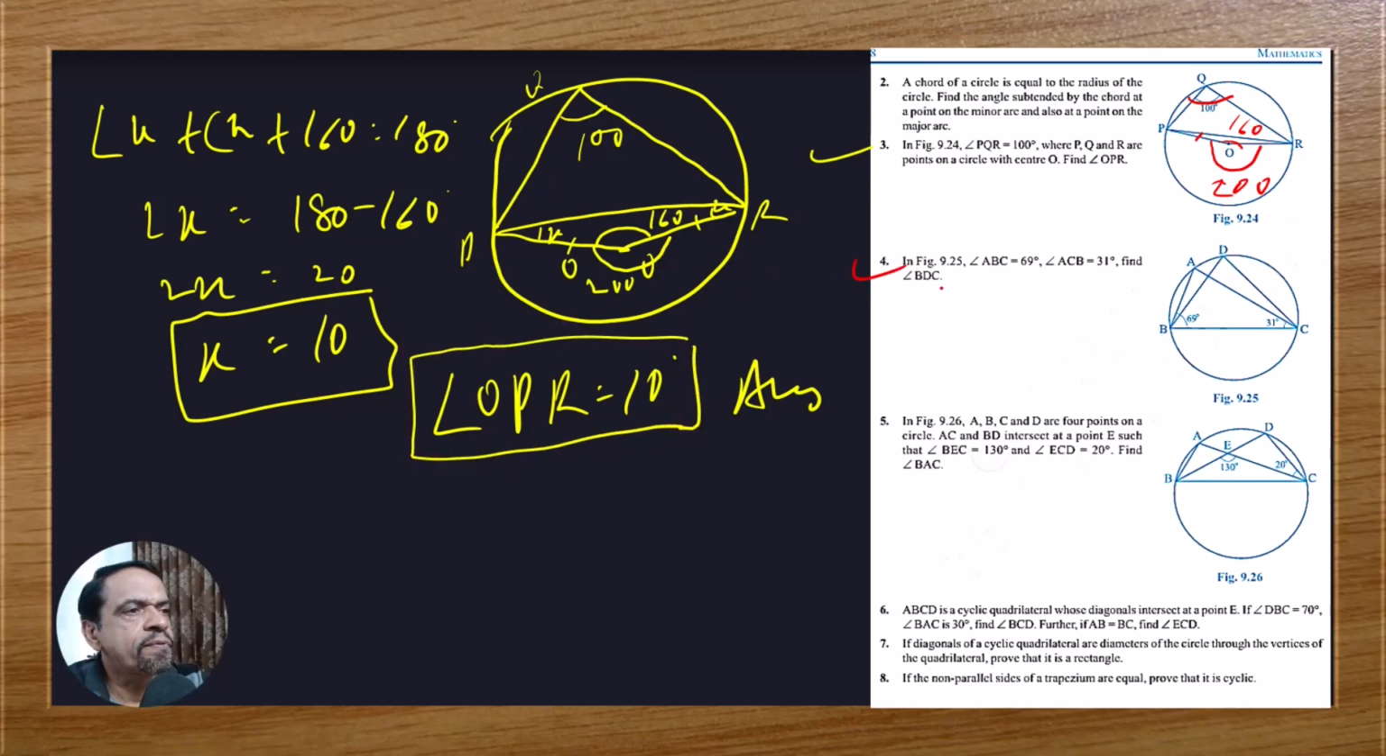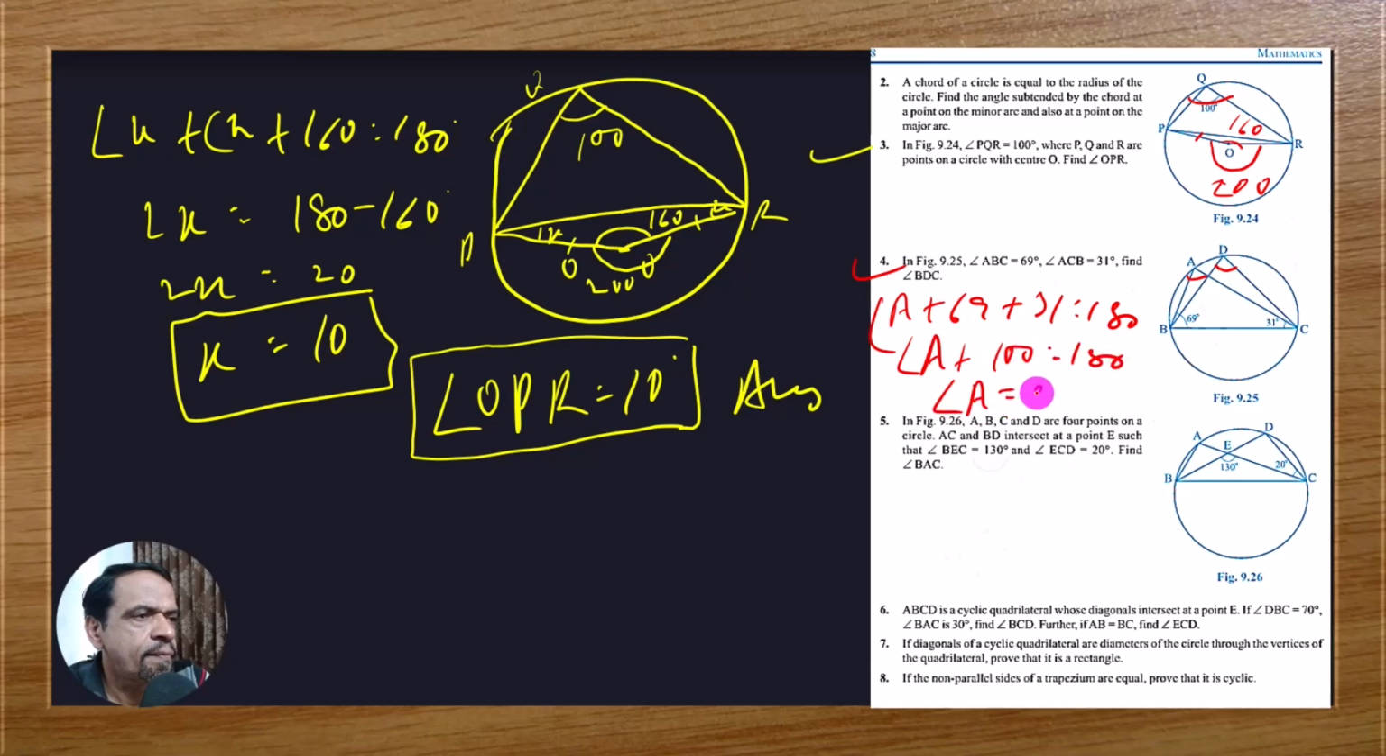This question 4 is also very important. It is given that ABC is 69 and ACB is 31. We have to find BDC. Using the angle sum property, you will find this angle. Angle A plus 69 plus 31 is 180. Angle A will be 80 degrees.